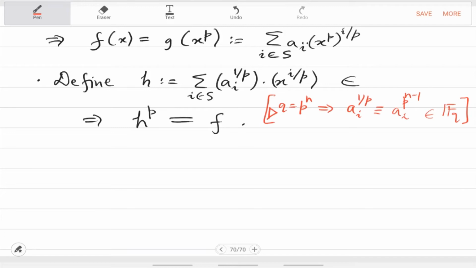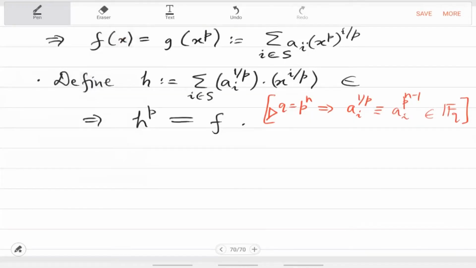Unique A to the 1 by P. Yes. It is unique. So A to the 1 by P is a root of Y to the P minus A, right? Y to the P minus A, if it has a root, all of them are the same because of characteristic P. So that shows that H is actually in FQX. Okay, so we have defined G and H as required.